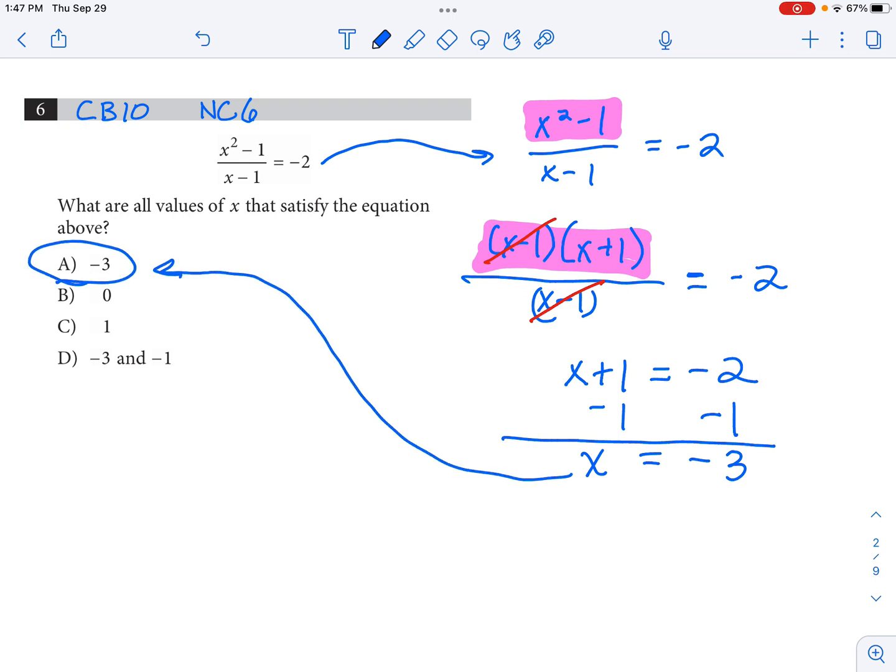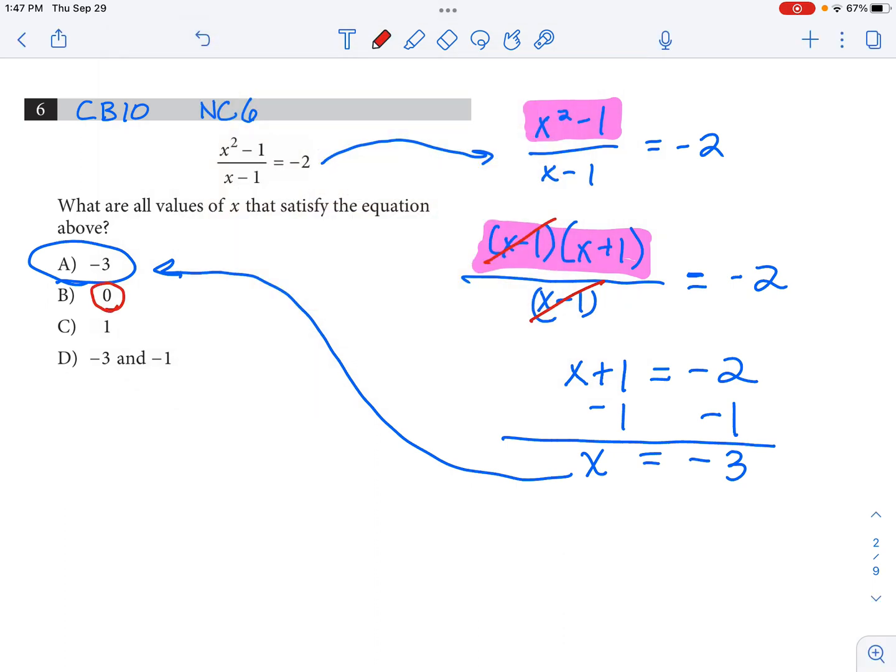Now, one other thing you could do for a problem like this is you could test the values in the equation and see if they work or not. In this case, I think the best way of doing it is what I just showed you, which is solving the equation. But another approach would be to do something like this.